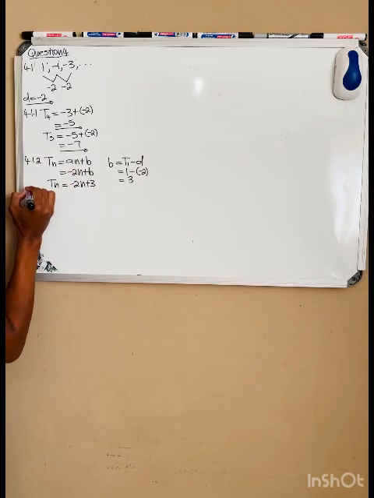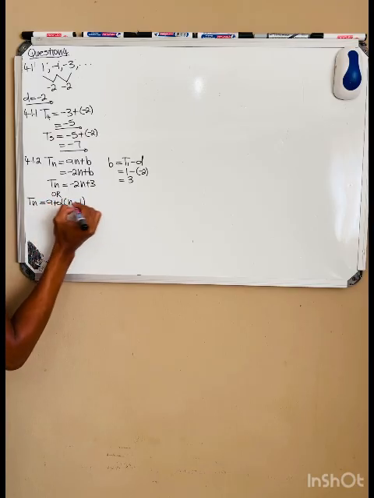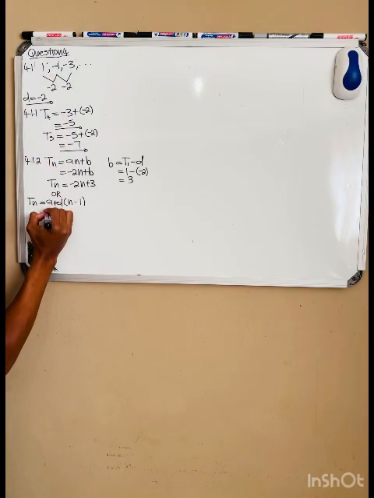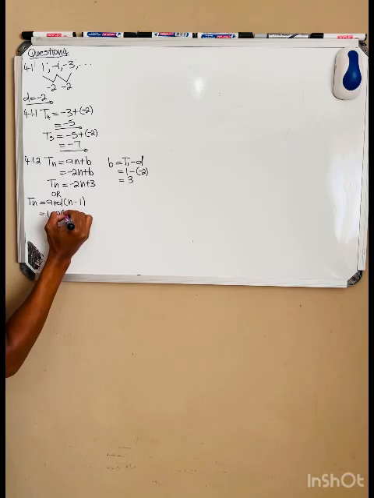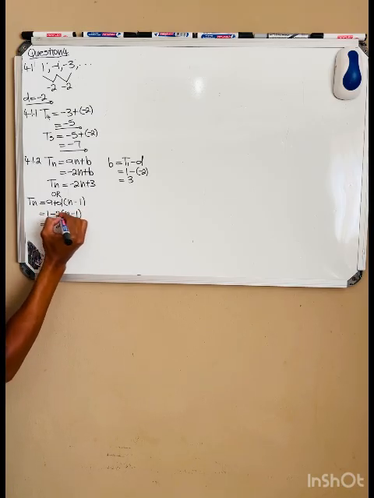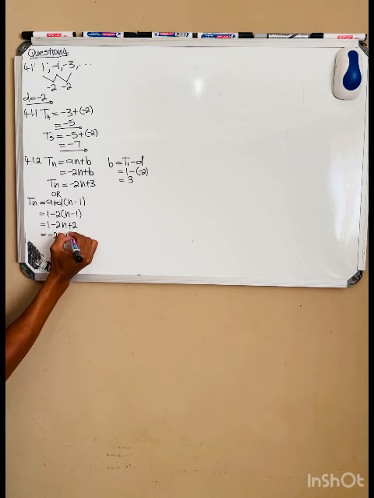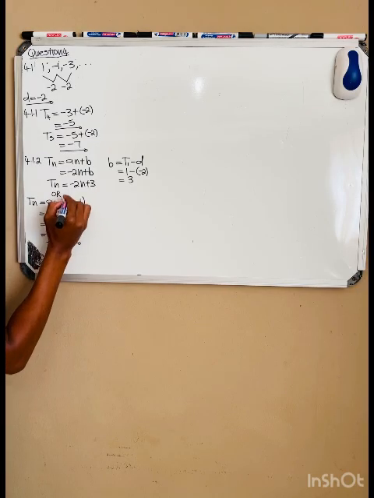Or if you don't want to use this formula, you can use this one. Tn equals A plus D into n minus 1. The first term is 1. Our difference is minus 2, then n minus 1. Then we'll have 1 minus 2n plus 2, which is minus 2n, and this and this, positive 3. You still get the same answer.